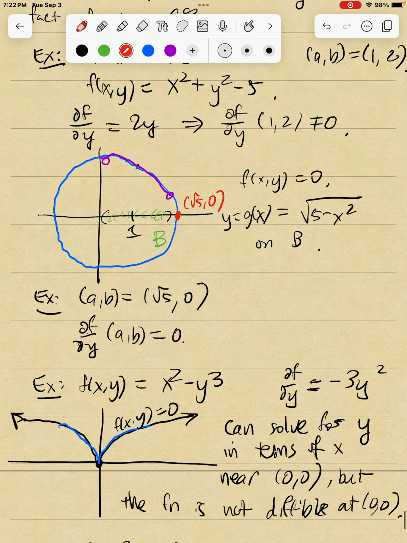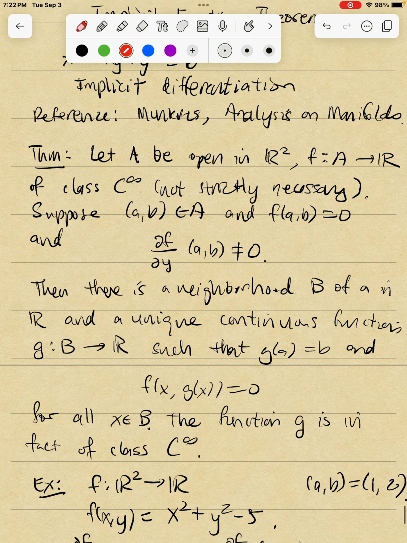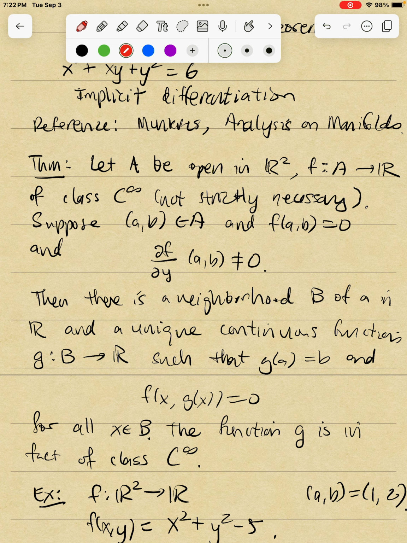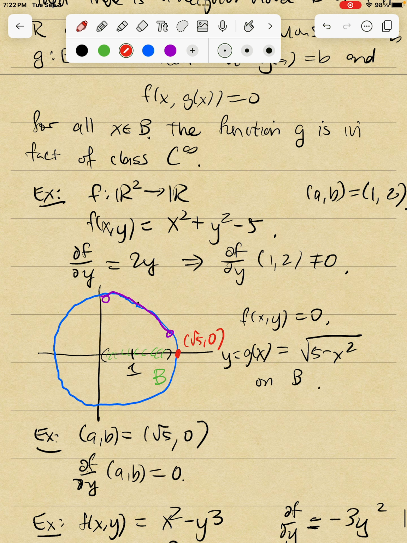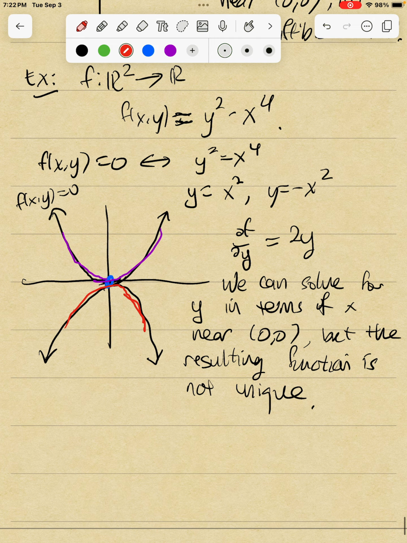And in the statement of the implicit function theorem, there's a unique continuous function g, such that these two properties hold, that g of a equals b and f of x comma g of x is 0. But anywhere else, there's a unique way to define g. It's just y equals x squared or y equals negative x squared, depending on which point you're at.